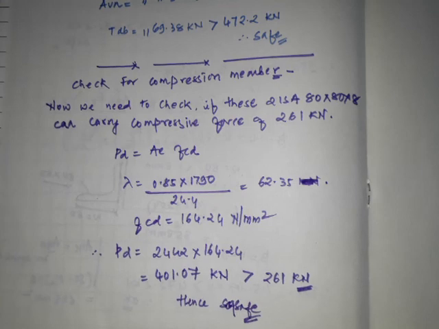So what does it mean? The section you have selected is safe to carry the design tensile force as well as the design compressive force. See students, the steps and the procedure are the same here. What we discussed in problem number 1, the change is only the connection design, and because of the connection design there is a change in the calculation of the strength of the tension member. Only that change you have to make; all other steps are the same.